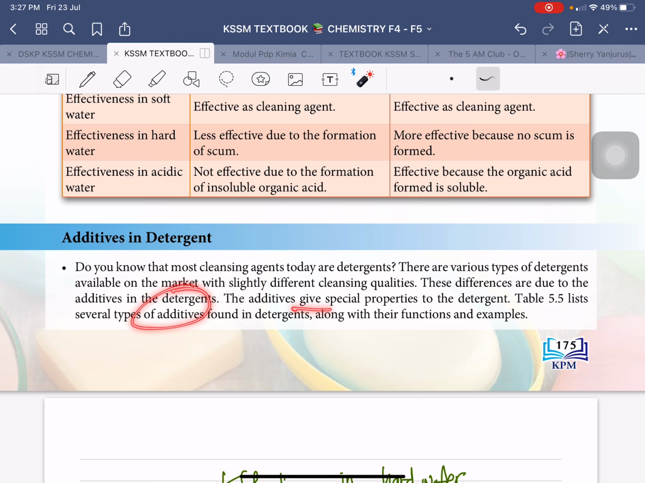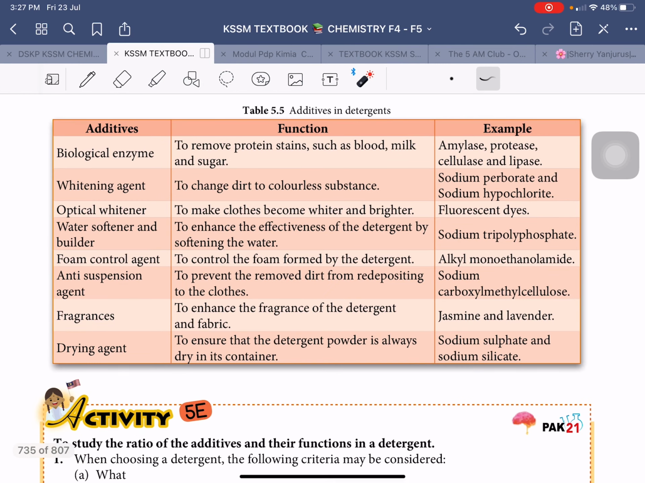These additives give special property. Ada special property dia lah, kita tambah macam kita punya cake, kita add sikit color, wah cantik sudah. Kita add sikit lilin, cantik sudah. Add sikit bunga, lawa sudah. So detergent is the same thing. Okay, detergent juga ada bahan tambah. So mari kita tengok apa bahan tambah yang ditambah di dalam.